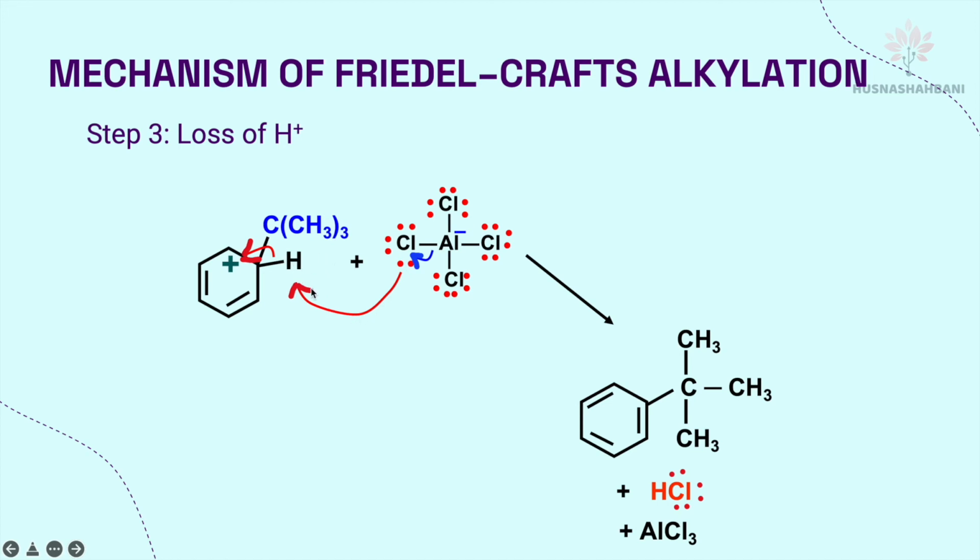And then, in order for this to form a bond, it needs to break this bond. So these 2 electrons will be transferred to become the double bond over here. And you have the product, benzene ring attached to an alkyl group, HCl as a side product, and the AlCl3 catalyst can be used again in step number 1.